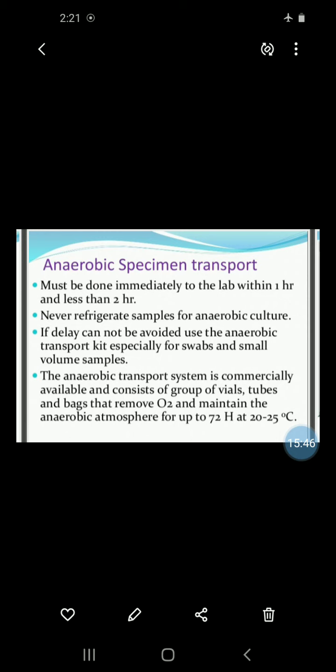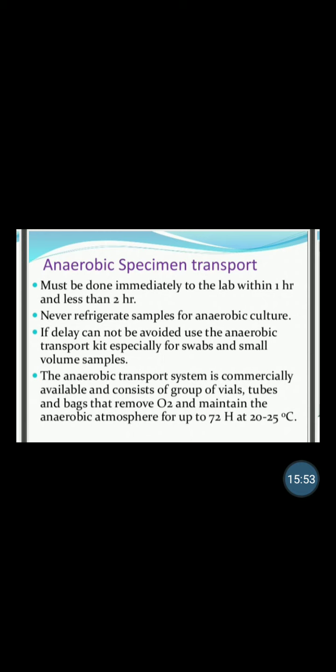What does it mean? If delay cannot be avoided, use the anaerobic transport kit, especially for swab and small volume samples. The anaerobic transport system is commercially available. It consists of a group of vials, tubes and bags that remove the oxygen, and it maintains what?